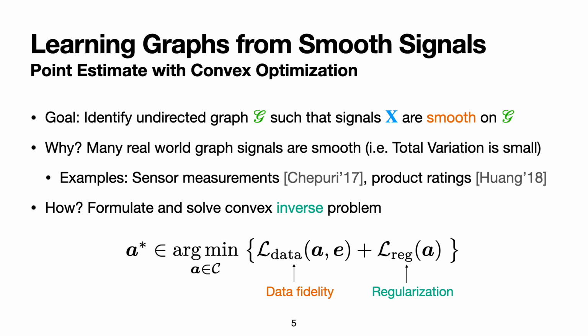Okay, so how are we going to provide this point estimate function with the model-based formulation? We're going to formulate and solve a convex inverse problem that takes the following generic form. We search for an optimal point within a convex constraint set of admissible adjacency matrices, that's calligraphic C, and our objective is decomposed into two high-level terms. One, the data fidelity term, which is a function of both our optimization variable A and our Euclidean distance E, our data. And a regularization term, a function of only our optimization variable.